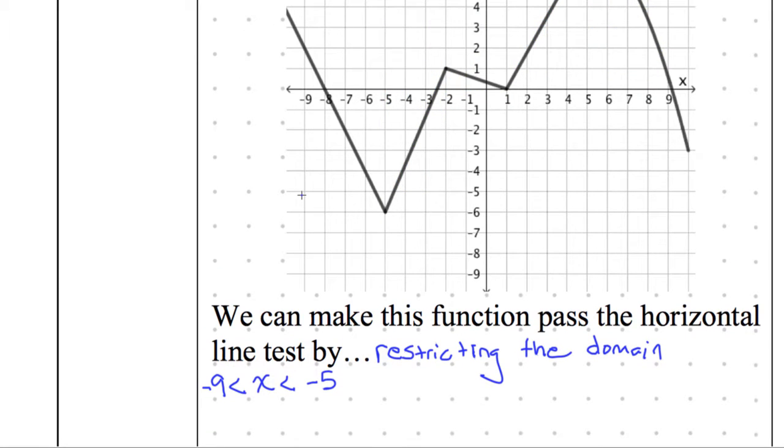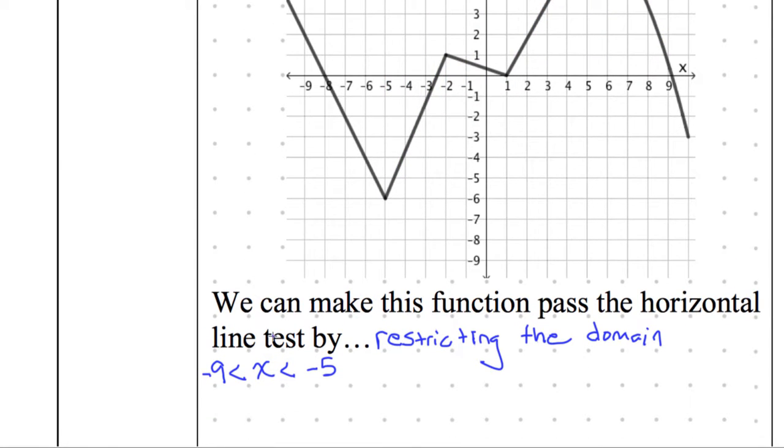You can do it with quite a few other domains. For example, I could have done from -9 to -8. That function is also invertible. It's a tiny piece of the function, but that little piece is invertible because it passes the horizontal line test.